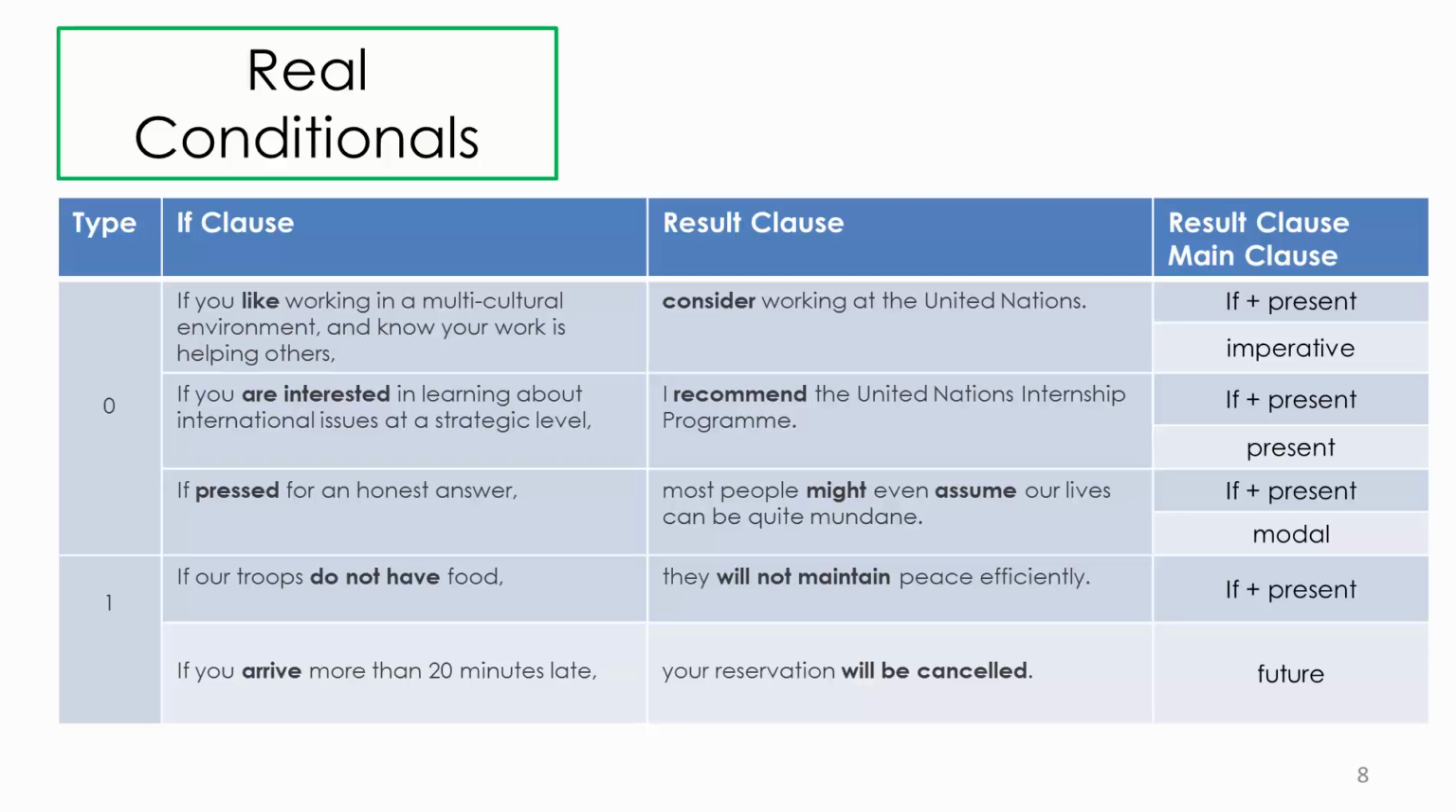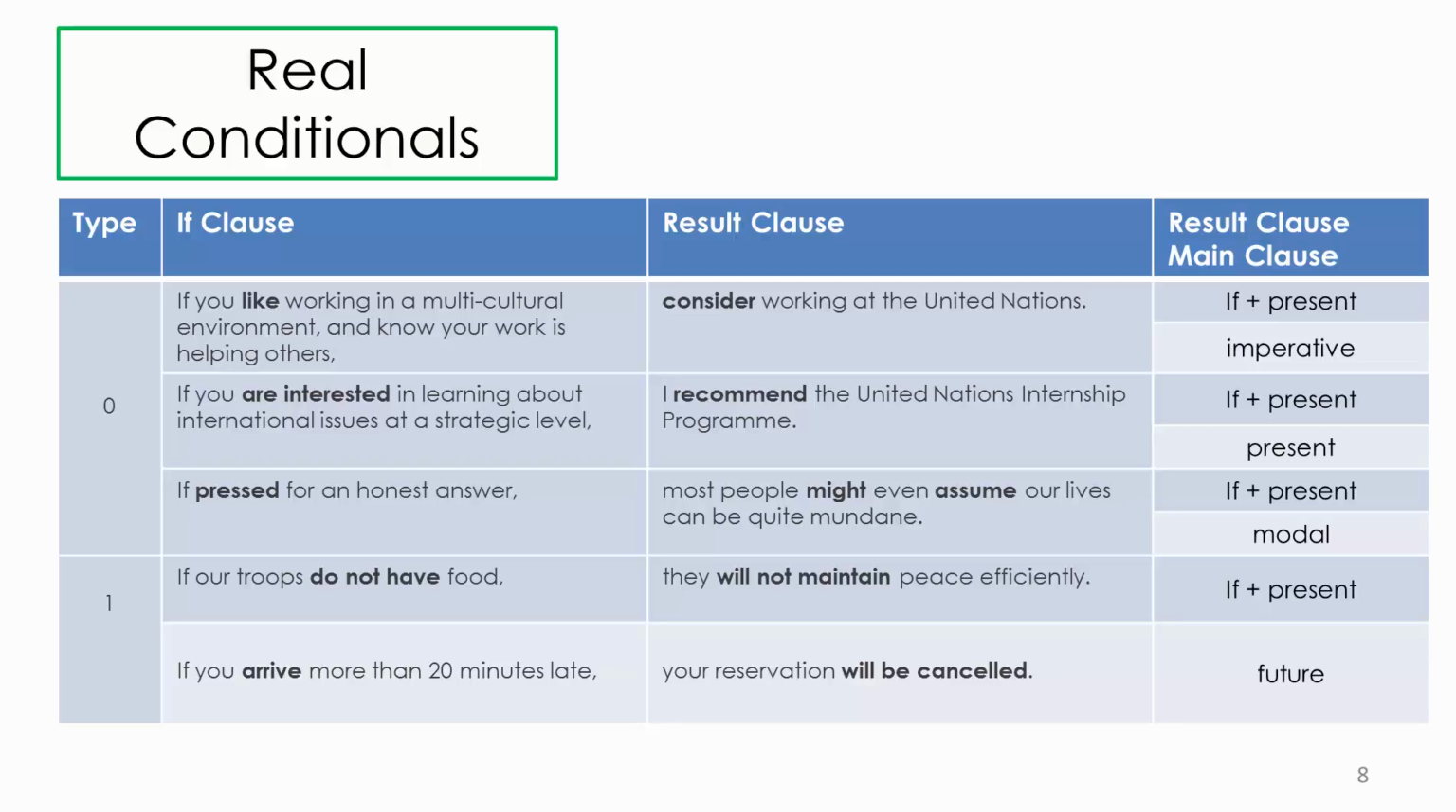Okay. So now just to review on the 0 and the 1 conditionals, when we looked at the 0 conditional, we saw that we had three types of 0 conditionals. Now, the meaning of all the 0 conditionals is the same. It's based on general facts or things where the if and the result clause are very likely to happen.